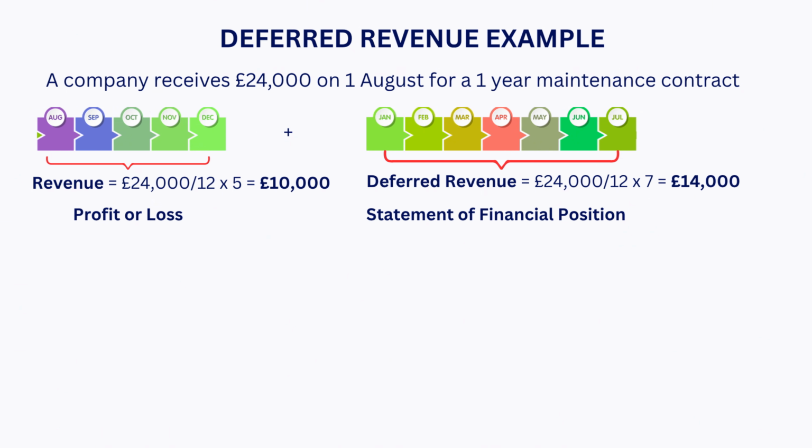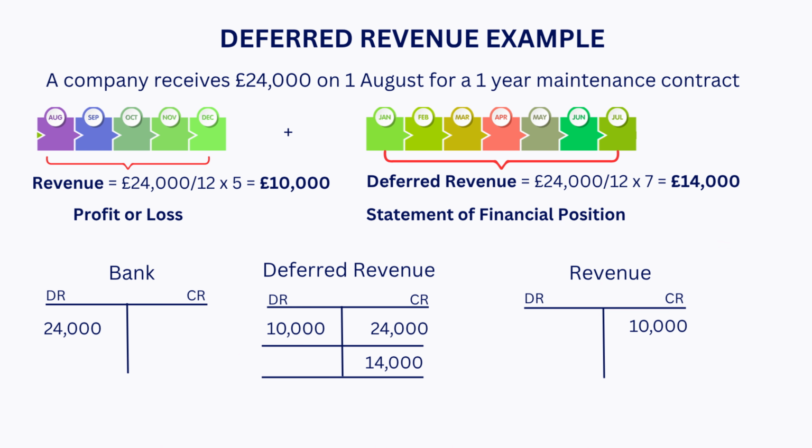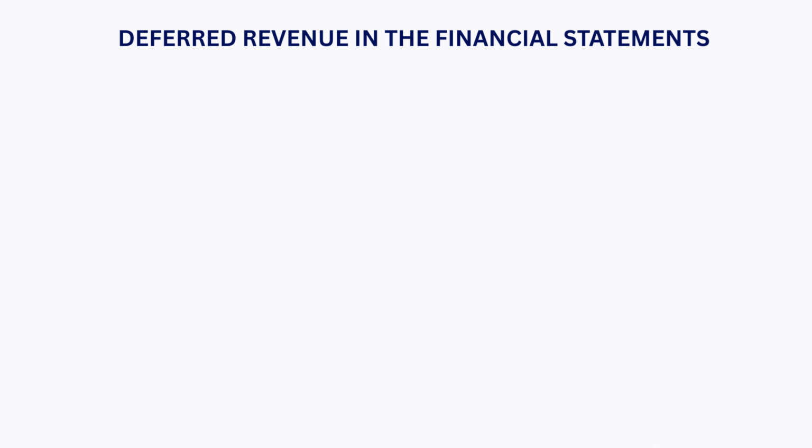Let's now look at the accounting entries. Customer pays £24,000. We debit bank and credit deferred revenue. The business now owes services. At year end, in December, after 5 months, revenue earned is £10,000. We debit deferred revenue and credit revenue. The liability reduces and revenue increases. This reflects the fact that the business has now earned part of the revenue.